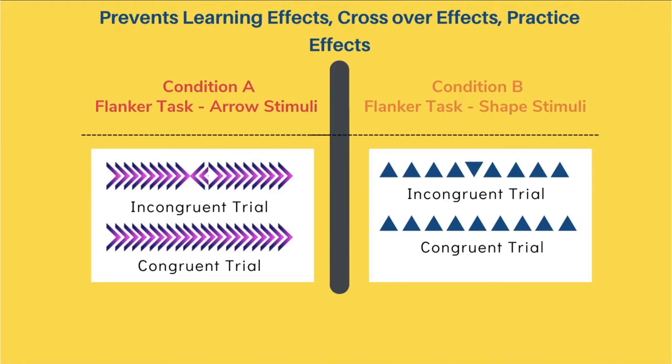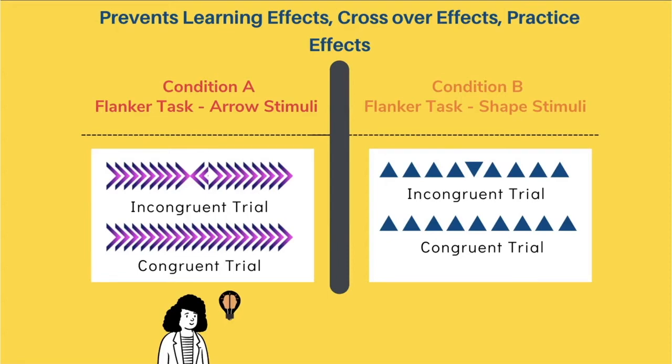Now, imagine a situation wherein, unlike the between subjects design, the participant is recruited to perform in both conditions A and B of the study. In such a situation, there is a high possibility that they would display learning, crossover, or practice effects. But how does this happen? Let's understand. So imagine that this specific participant, let's assume she's called Ella, is performing in condition A for say about 100 trials across both the congruent and the incongruent trials.